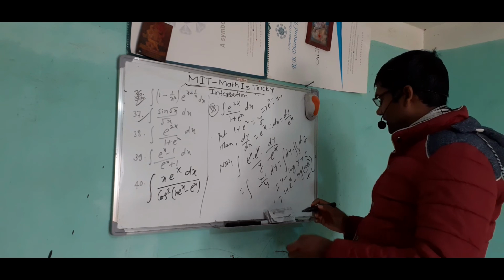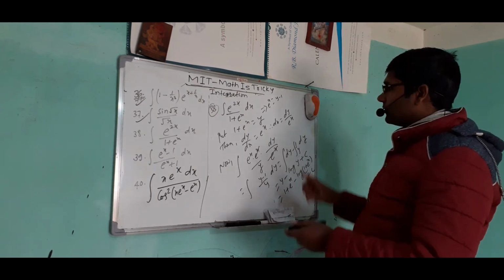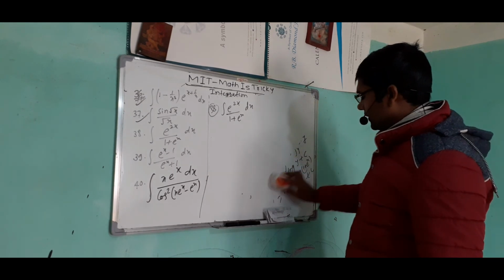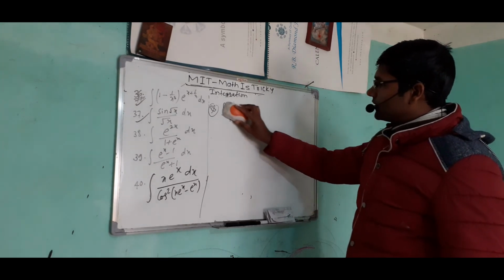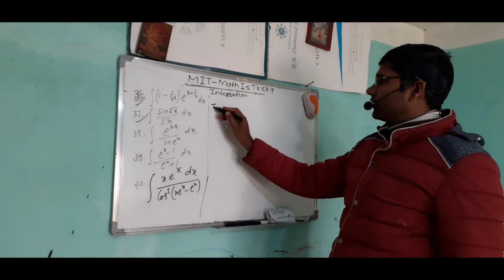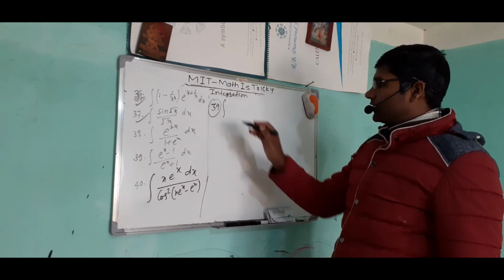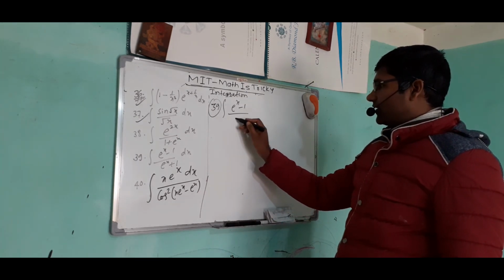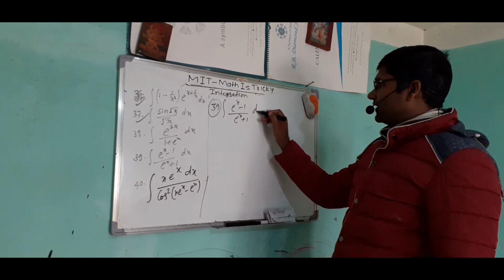This is an alternative method. In this way also you can solve. There are so many methods, so you can follow any one to get the answer. So let's see another question, question number 39. It is e power x minus 1 by e power x plus 1 dx.